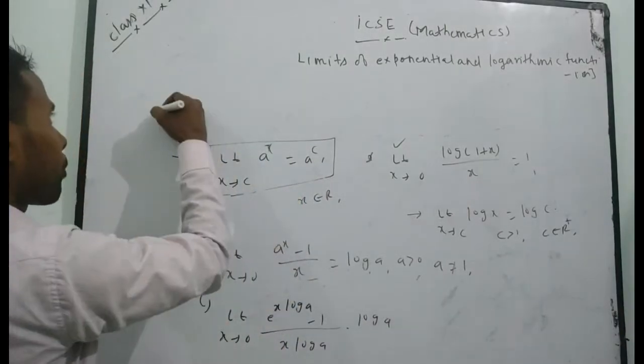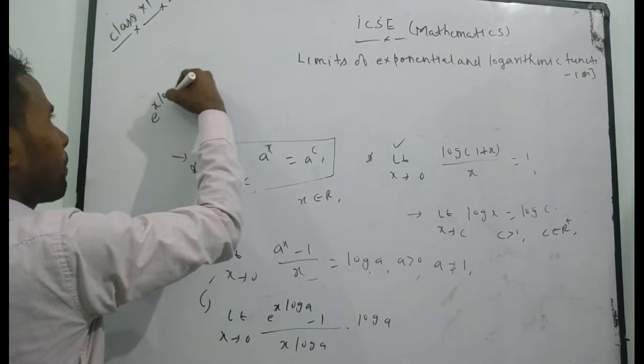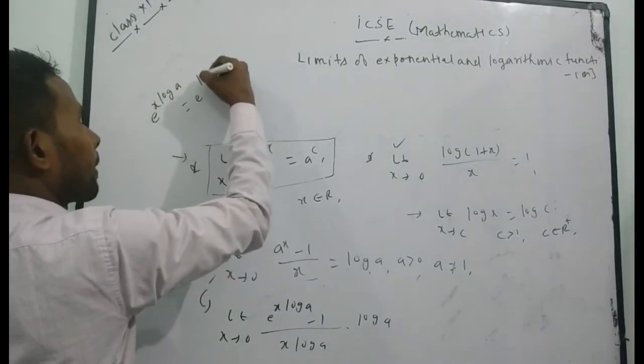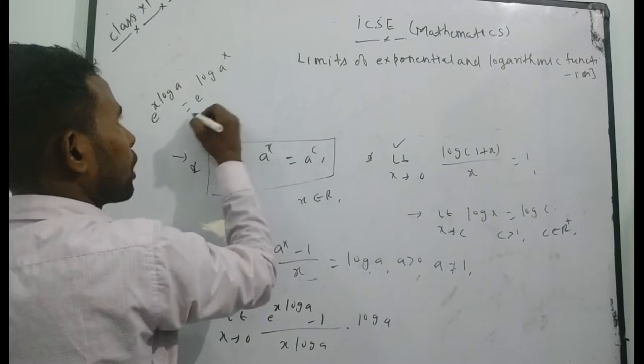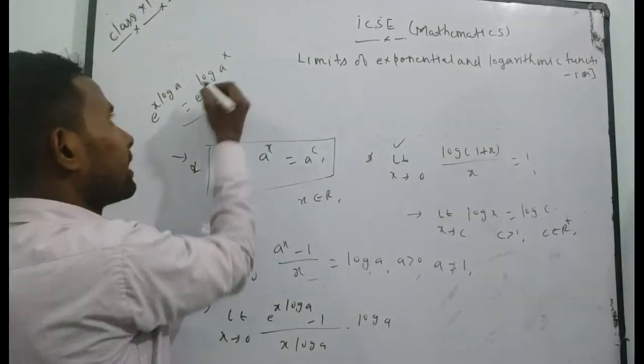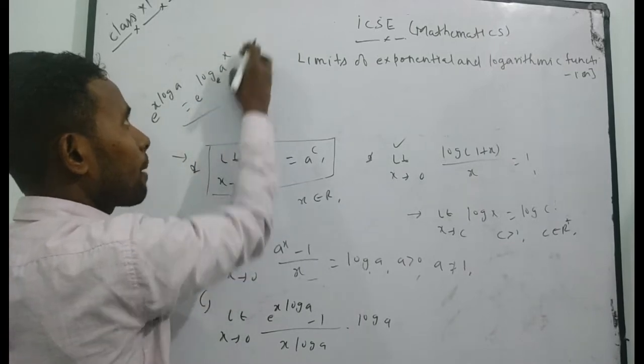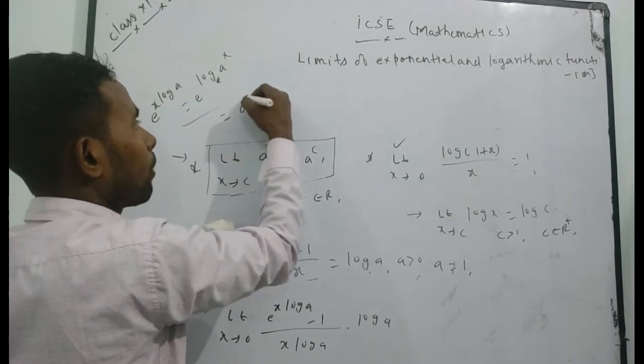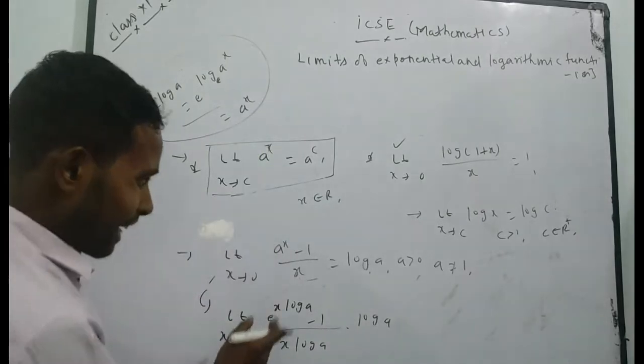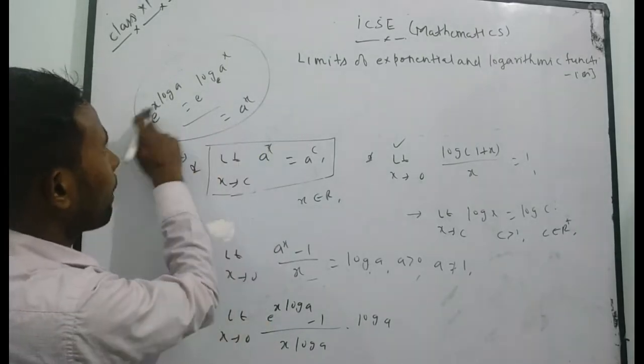How can you write this? There is a very simple property of logarithms. e to the power x log a is equal to e to the power log a to the power x. Using the property of log, e to the power log of a to the power x with respect to e is equal to a to the power x. So I have taken a to the power x is equal to e to the power x log a directly.